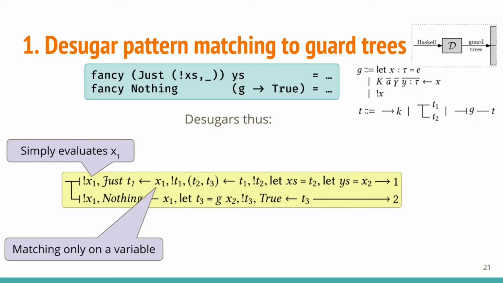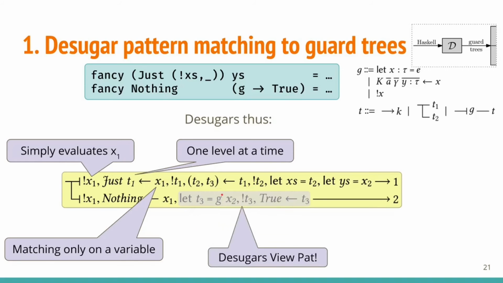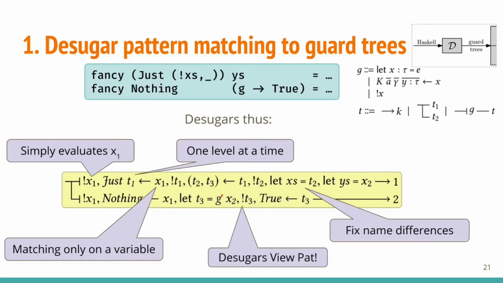Pattern guards can only match on variables and only one level deep at a time. We give names to more complex expressions, like this function application, with a let binding, which also allows us to desugar the view pattern here, for example. Desugaring also introduces a few administrative lets that fix up naming differences, like the one binding x's to the temporary t2 here.